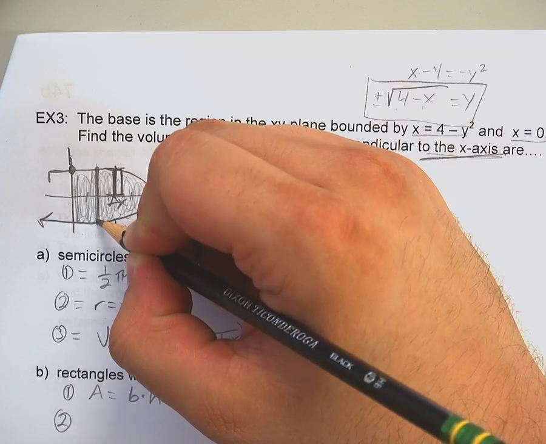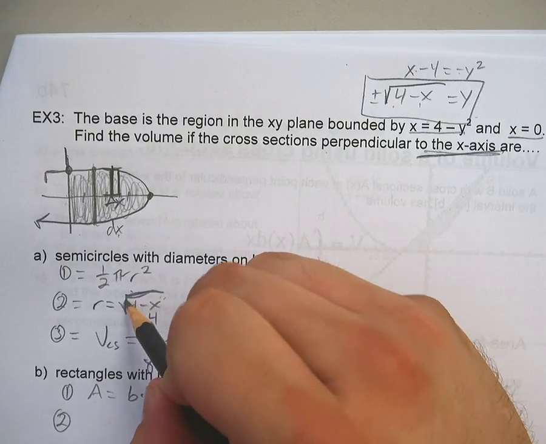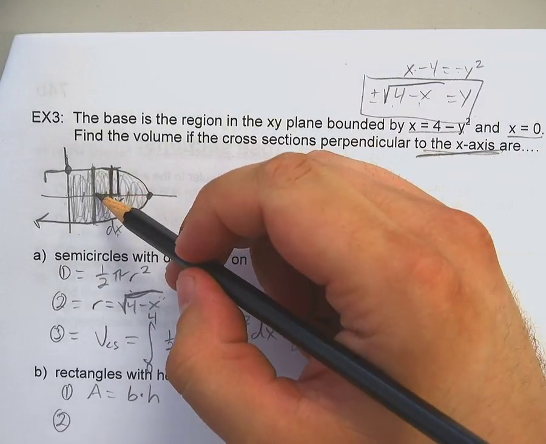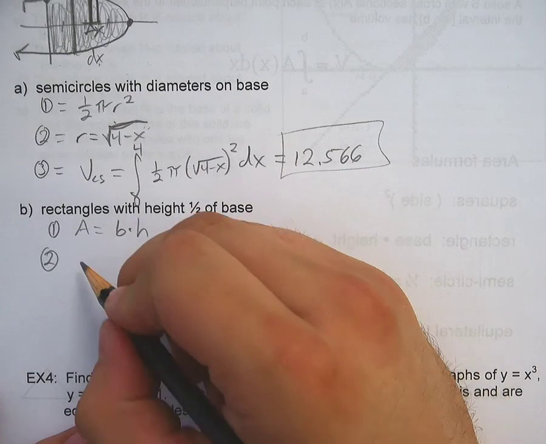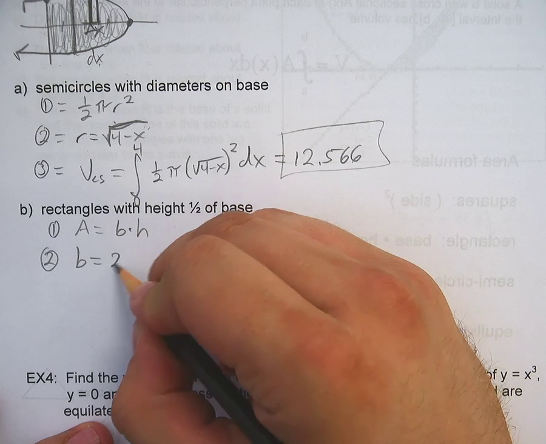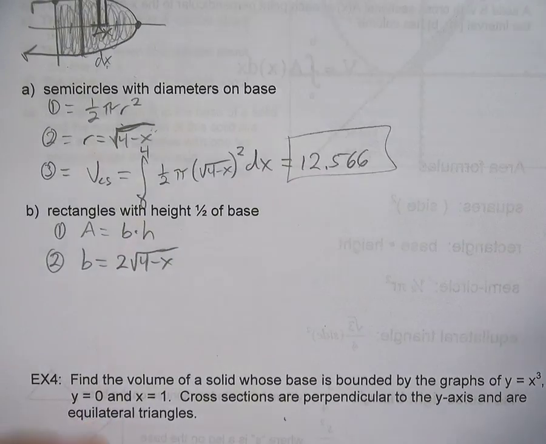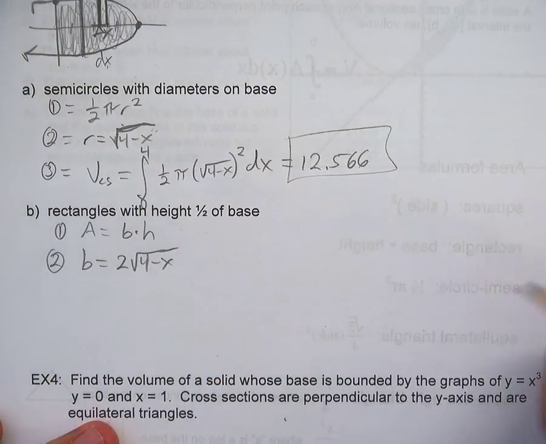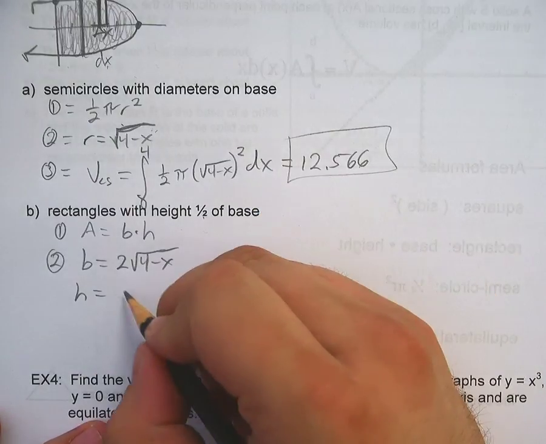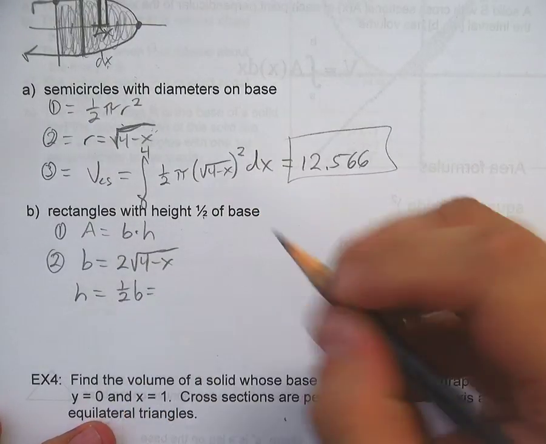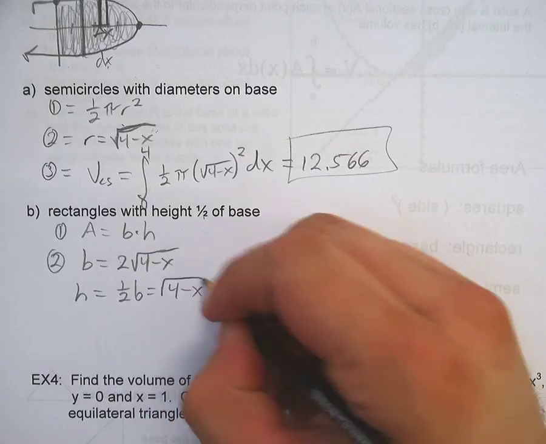Unfortunately, I can't do a plus or a minus. So what I'm going to do is call it the diameter of this thing. Now the radius of this thing was here to here, so the diameter is doubled. So I'm going to call my base 2 times the square root of 4 minus x, because this is kind of like saying your diameter, right? This is kind of like your diameter. And then my height is going to be half of that. It's 1/2 of my base, so it's going to be 1/2 of this, which is the square root of 4 minus x.